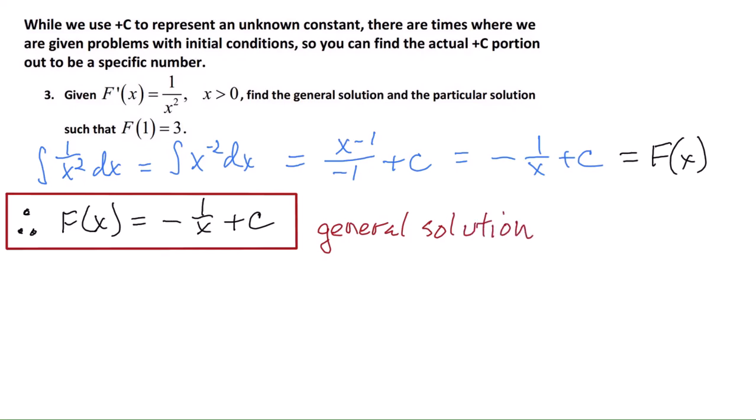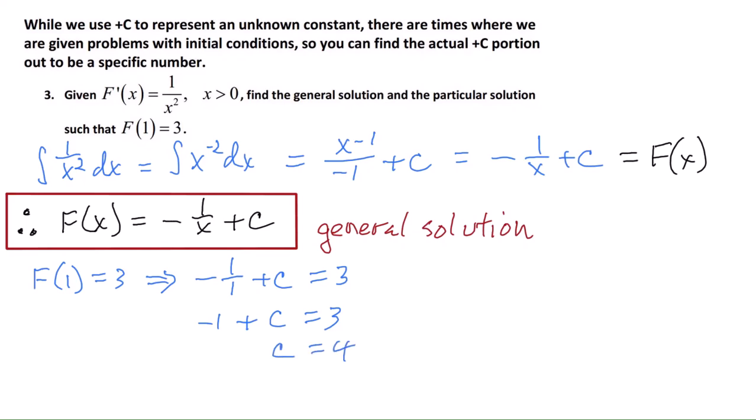Remember, there's a zillion and a half functions that have a derivative of 1 over x squared. That c reminds us of that. But they want us to also find the particular solution. So we take that, and they're telling us f of 1 equals 3, which implies, when I stick a 1 in there, negative 1 over 1 plus c equals 3. I'm just plugging a 1 in, which tells me this, which tells me that for that particular solution, c is 4.